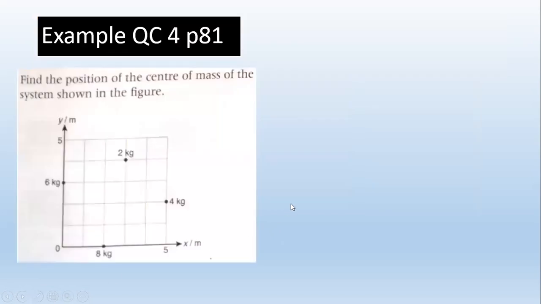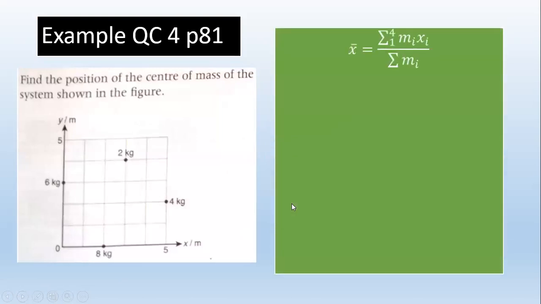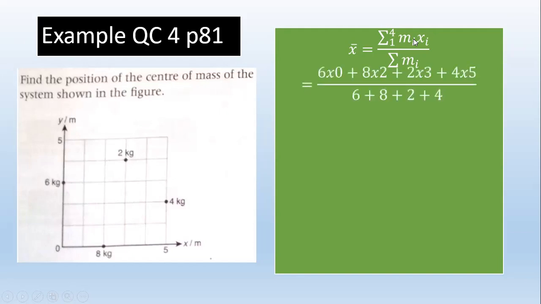Find the position of the center of mass of the system shown. So just use the formula, understand the formula. There are 4 particles there. Sum of each mass times the distance. That distance is from the y-axis. The first one is 6 times 0. 8 times 2. This 2 times the distance, 3 squares if you like, 2 times 3. And 4, there are 5 squares here, 4 times 5. Then we add all the masses together. That's the total mass. Then use a calculator to calculate it.